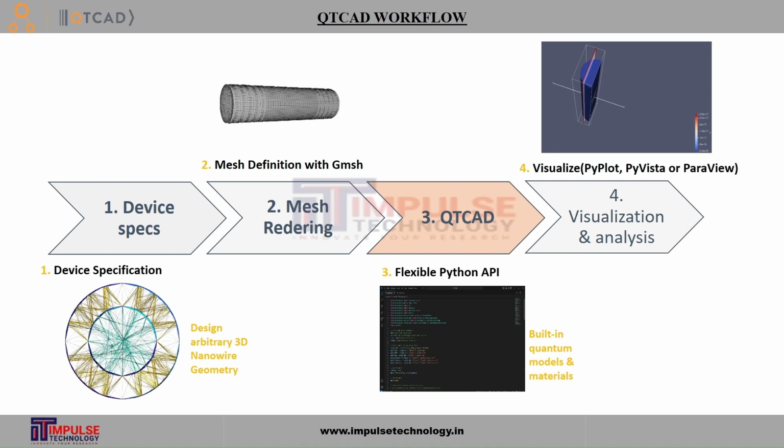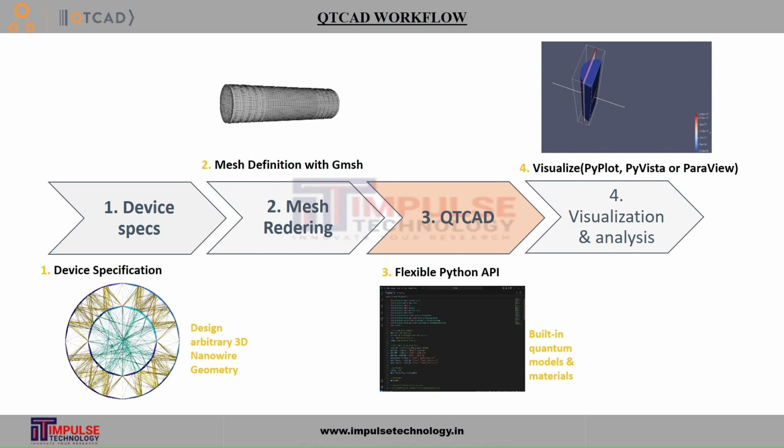The second step is mesh definition with Gmsh. This is the creation of the mesh, which is a representation of the device geometry in smaller elements. A mesh is essentially a grid that divides the device into smaller, manageable sections. This is important because the Poisson solver and other numerical solvers work on these small sections to calculate electrical properties like potential and charge distribution. This process is known as meshing, and a finer mesh provides more accurate results, especially in areas where the electrical potential changes rapidly. However, a finer mesh also requires more computational power.